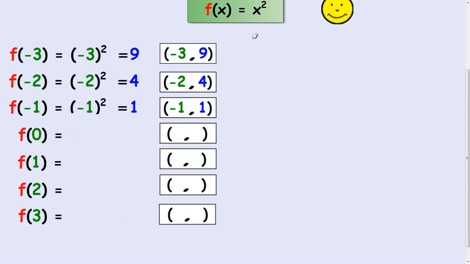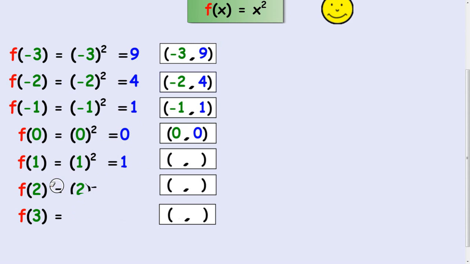If you're popping 0 into this function, it would be 0 times 0, which is just going to come out to be 0. So again, coordinate would be 0, 0. 0 going in, 0 coming out. Now, if we start to put 1 in, then we're going to do 1 squared. We're putting 1 up here, so 1 times 1. And that comes out to be 1, which is exactly the same as when you put -1 into it.